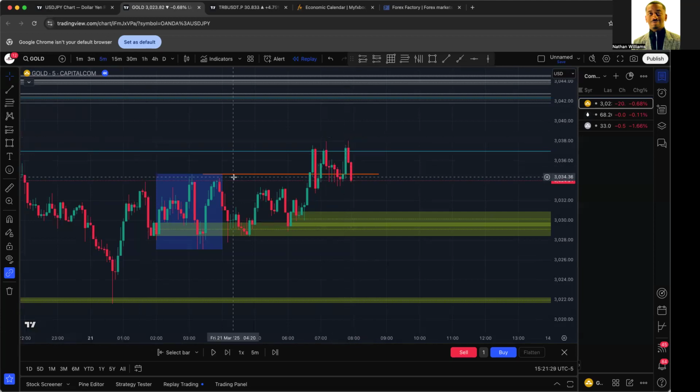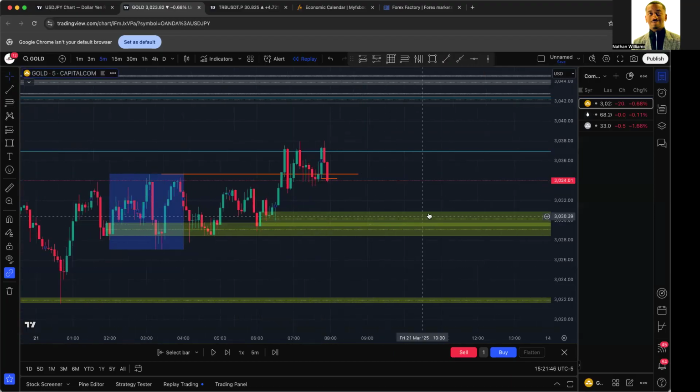So we had a way. After we swept liquidity, going into New York session, the best time of the day to trade, 8 to 10 a.m. Central Standard Time, we had a change of character. We had a change in the state of delivery right here. We had a bearish CSD. So that tells me what? We had a bearish CSD.